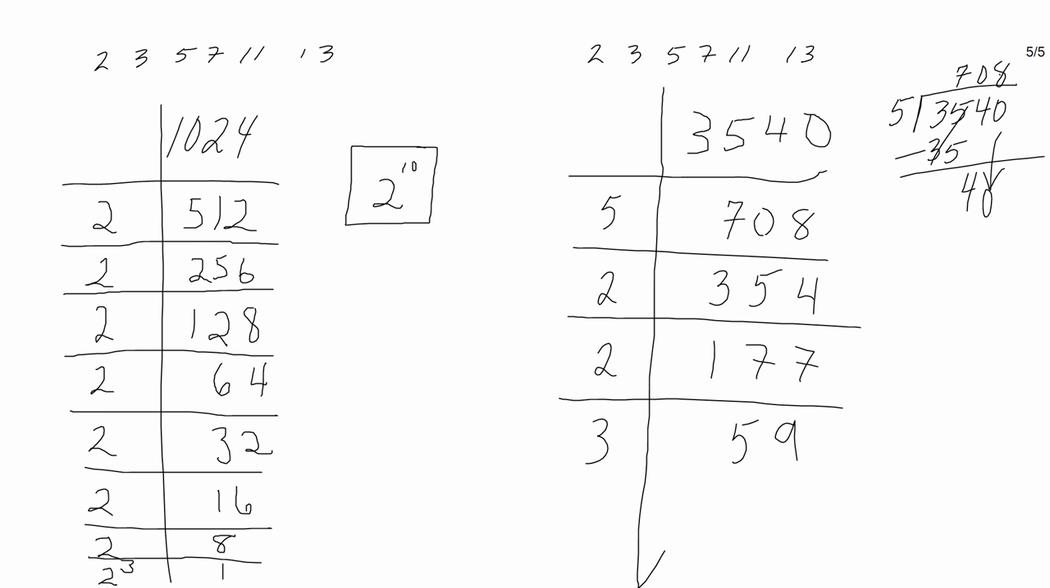So, 2 to the second power, times 3 to the what? Sorry, 3 to the third times 5, times 59.